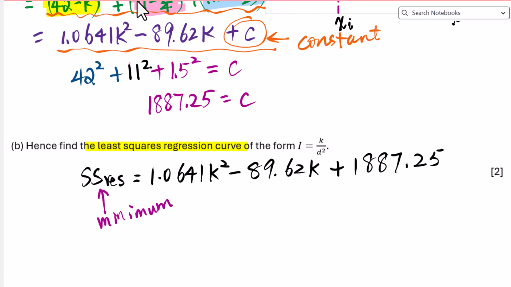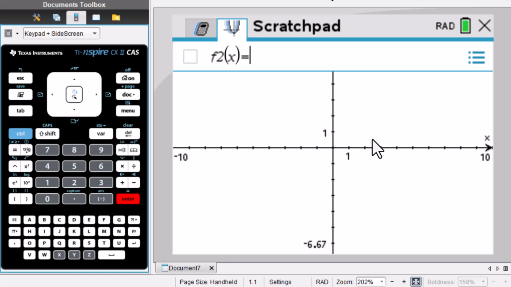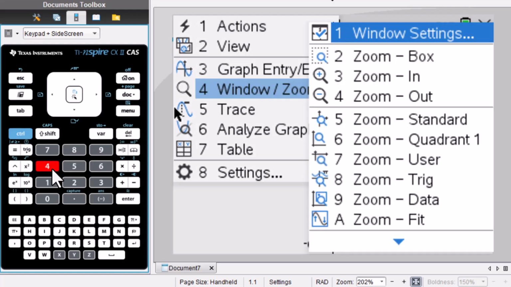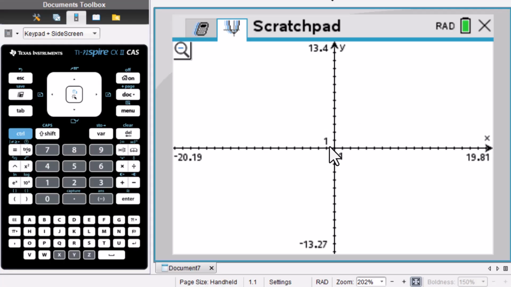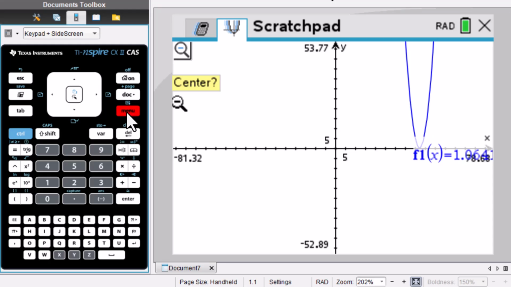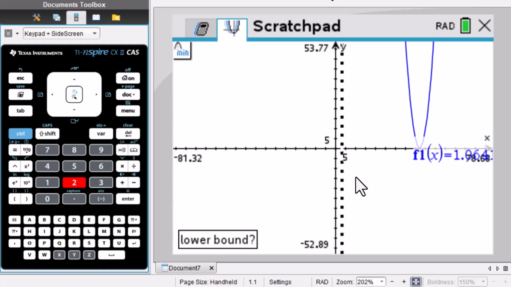Let's go to the calculator. Let's type this function into f1 of x, then enter. We didn't see any graph, so we need to change this window. Go to menu, go to 4. Let's go to zoom out 4. Then go to this origin, click. We could see this minimum point now. Then go to menu, go to 6, go to 2, minimum.